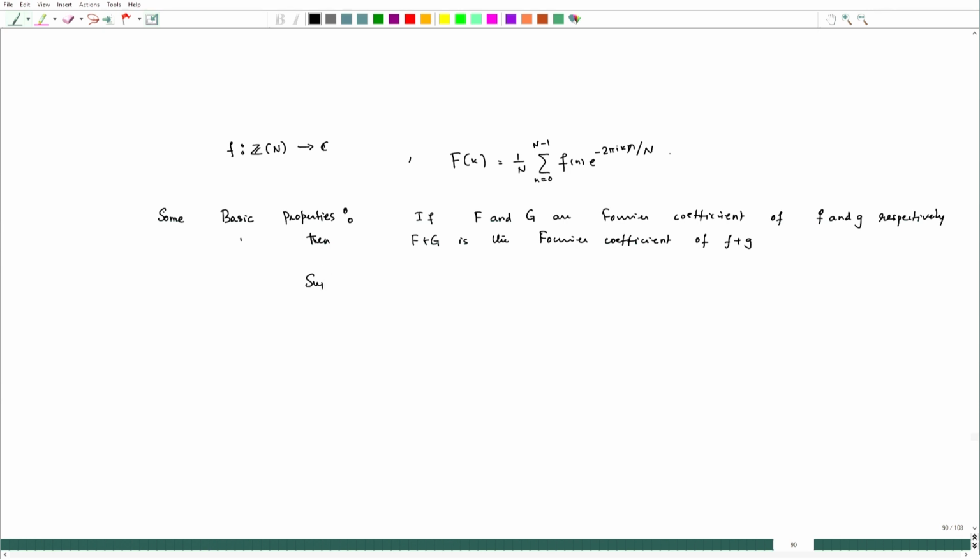suppose h of k, the Fourier coefficient of f plus g, this is 1 by n, summation n equal to 0 to n minus 1, f plus g of n e to the power minus 2 pi i k n by n. Then this is, if you split the sum, you are going to get f of k plus g of k. Okay.